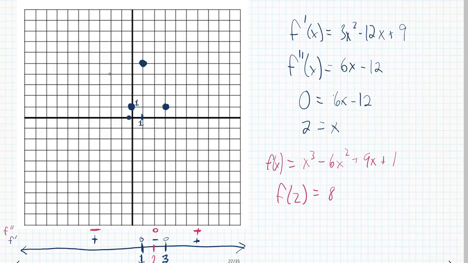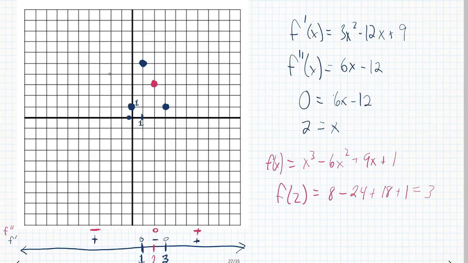So notice it's going to be 8 minus 6 times 4, which is 24, but then plus 18. And then plus 1. So 8 plus 18 makes 26, and then plus another 1 is 27. 27 minus 24 is 3. So we can go on the graph, and at the point 2, go 1, 2, 3 units, and there is going to be our point of inflection.